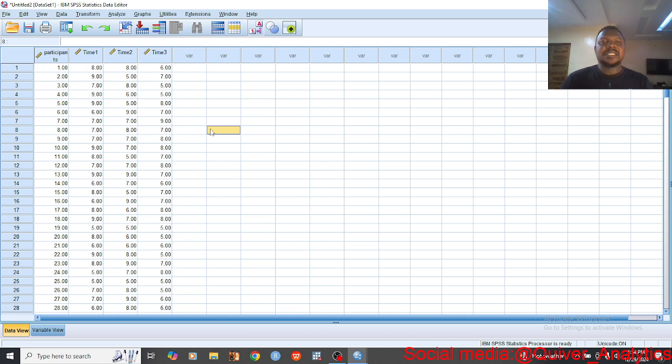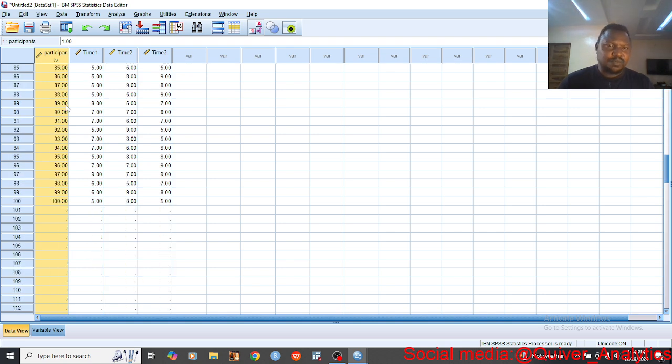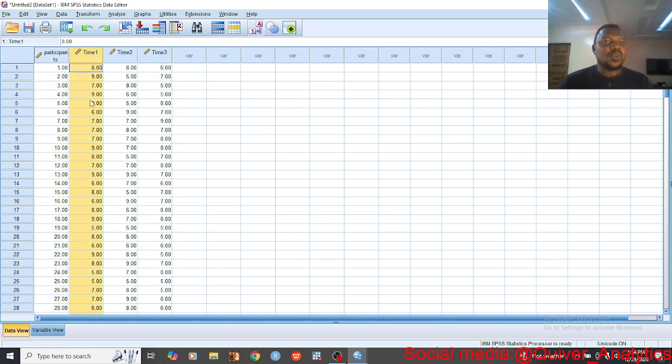Now, the Friedman test is synonymous to the repeated measures ANOVA, where we have the same participants being introduced to more than two interventions. The same number of participants, like we have column 1 here, participants 1, 2, 3, 4 to participant 100. Then we have time 1, probably the first intervention at this time, the second intervention at this time, the third intervention at this time. The 3 interventions applied to each of the participants. That's the data structure for the Friedman test.